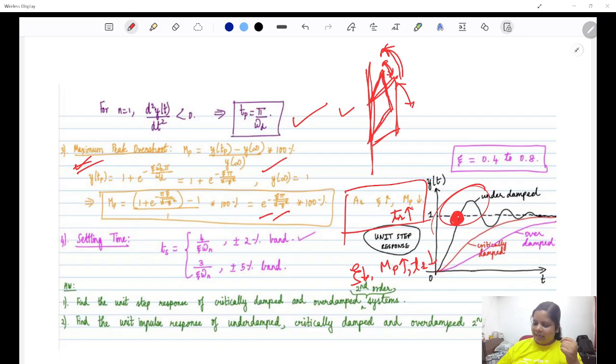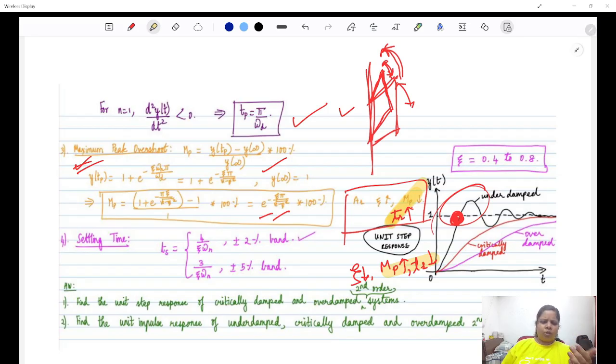So one of the things that we can observe from here is maximum peak overshoot and rise time. What do we want ideally in a system? The lower the overshoot, the better, and the faster it achieves its steady state value, that is also what we want. So there is a trade-off over here.